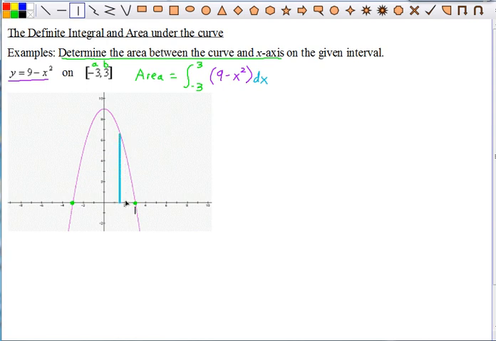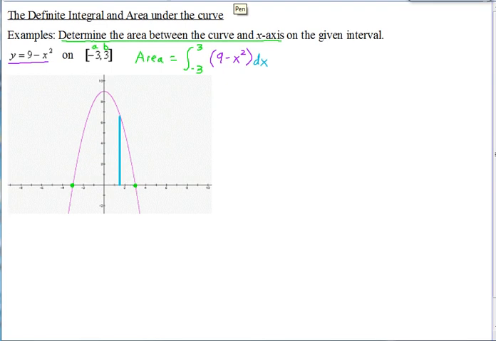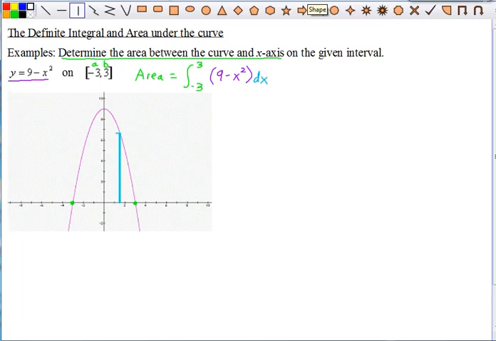We're going to draw an infinitely thin rectangle, or try to draw an infinitely thin rectangle. If we can't draw it infinitely thin, you wouldn't be able to see it. So we just draw a really narrow, thin rectangle here. Like that.